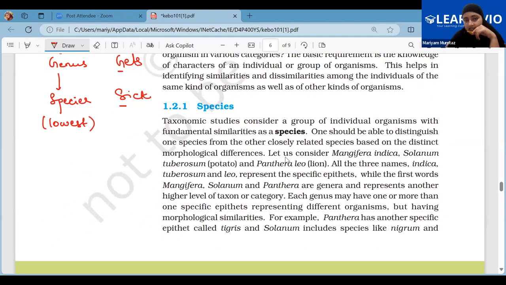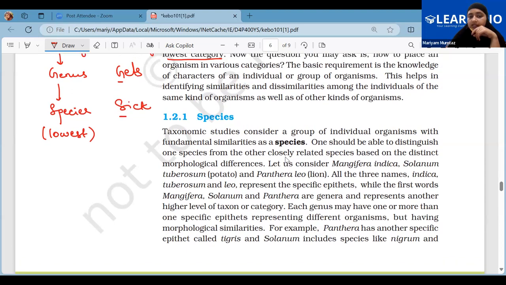Now taxonomic studies consider a group of individual organisms with fundamental similarities as a species. See, species is a group of organisms that are very closely related to each other. All the organisms will be very similar to each other, and one should be able to distinguish one species from another closely related species based on morphological differences.